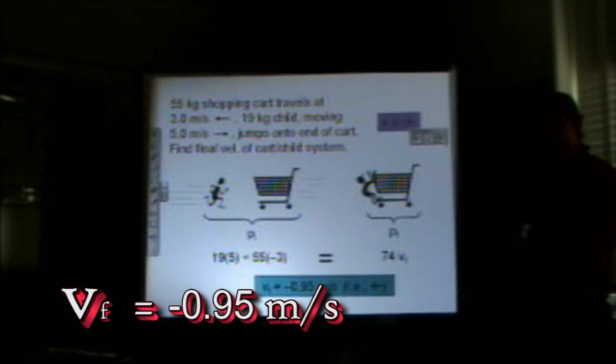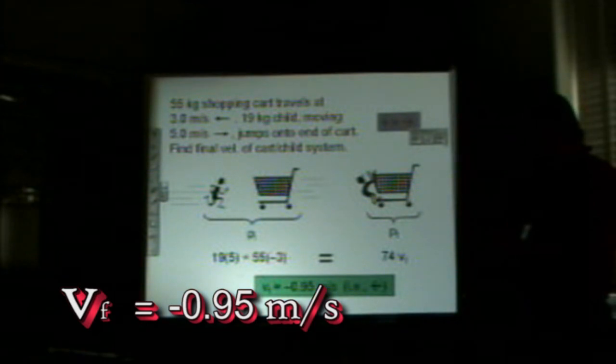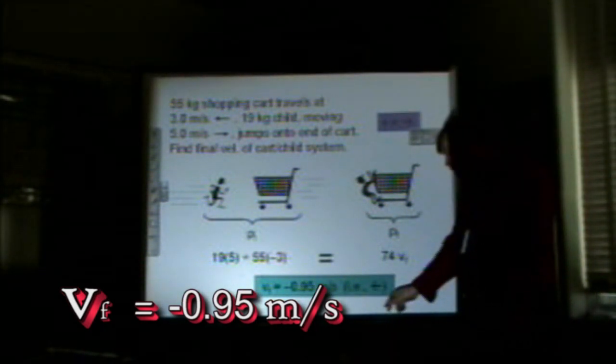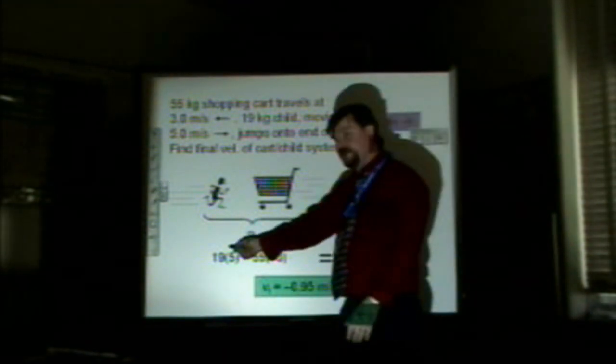55 plus 19. Wait, what? You have to multiply first. This is... oh, you mean this right here? Yep.